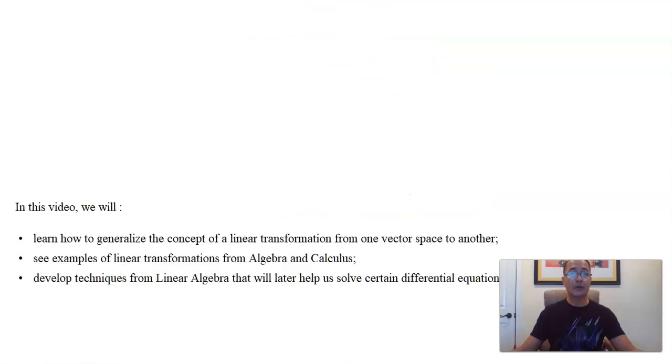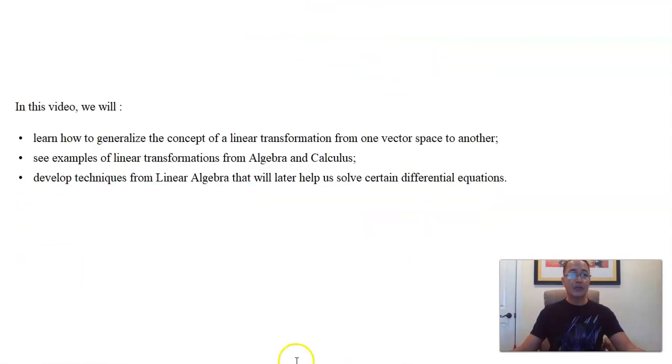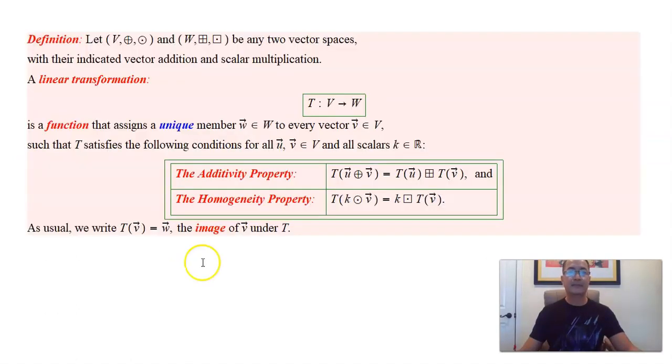So in this video and the next 3 videos, we are going to see how to generalize this concept for linear transformations on abstract vector spaces. So we will see that there are many examples of linear transformations that we have in algebra and in calculus. And one of our main goals in these 4 videos is to learn techniques from linear algebra that will help us to solve certain kinds of differential equations. Now, I hope that most of you will be taking a class in differential equations after this one, and I hope you remember that there are many things that we learned here that will help you out in that class.